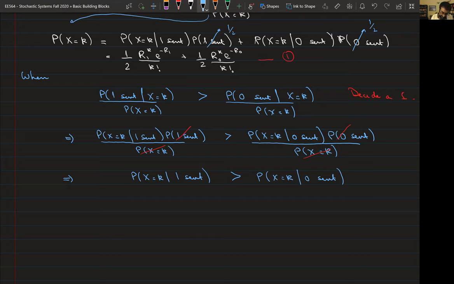Okay. So let me expand this a little bit. So this is R1 raised to power k, e raised to power minus R1, divided by k factorial, greater than R0 raised to power k, e raised to power minus R0 divided by k factorial. And then these k factorials cancel as well. ठीक है? और फिर ये क्या बनता है? So this is R1 divided by R0 raised to power k greater than e raised to power minus R0 minus R1.